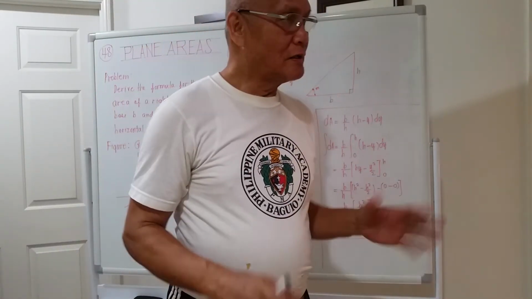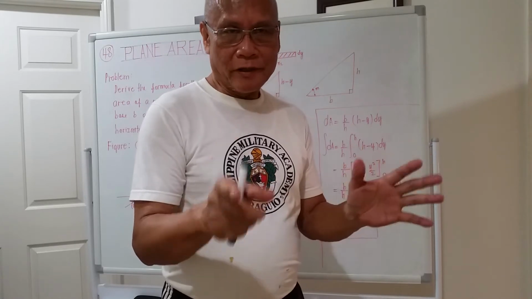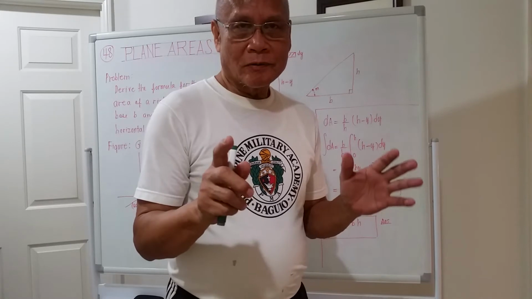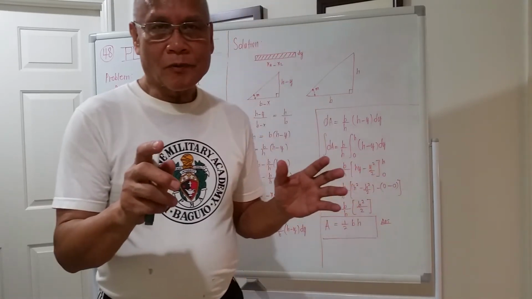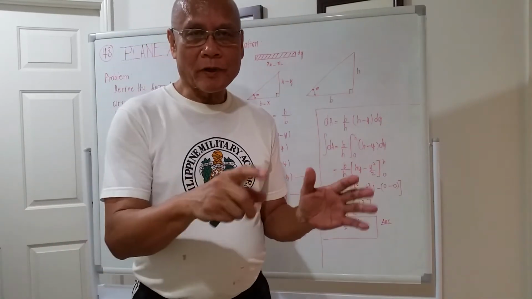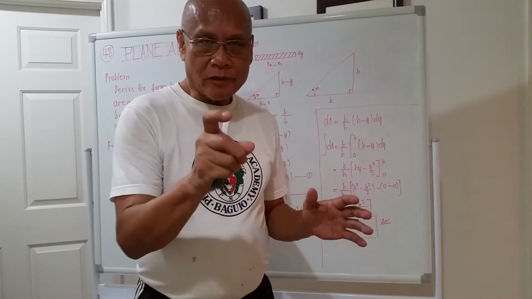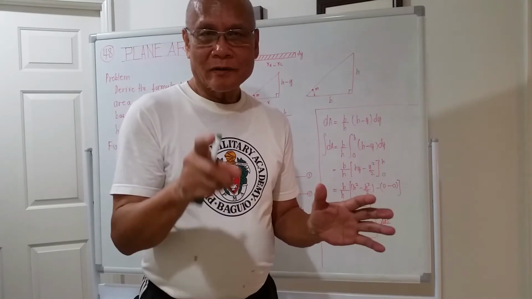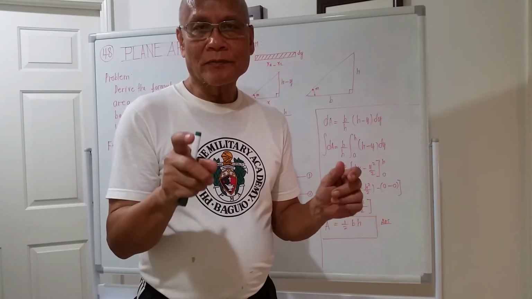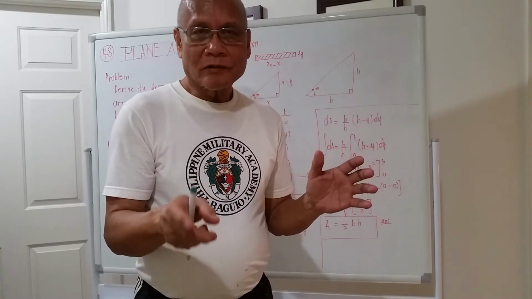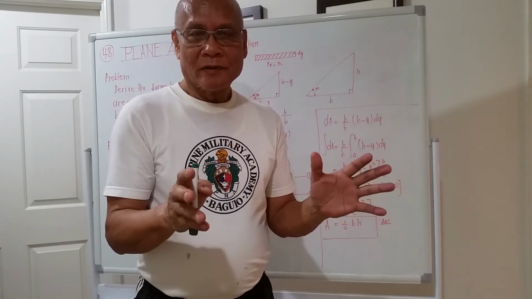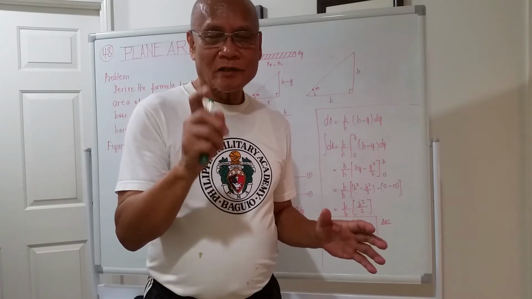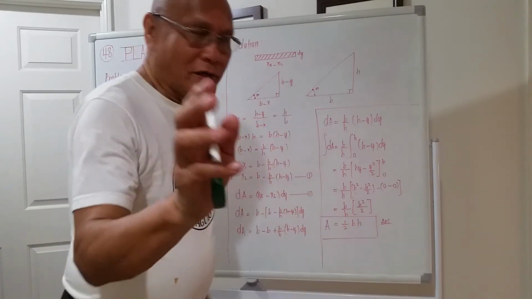My topic this afternoon is plane areas. I will try to derive the formula for taking the area of a right triangle by using the horizontal slice. The last time around, I showed you the solution of the derivation using the vertical slice. So for this afternoon, I will give you the solution using the horizontal slice. Okay guys, let's proceed.